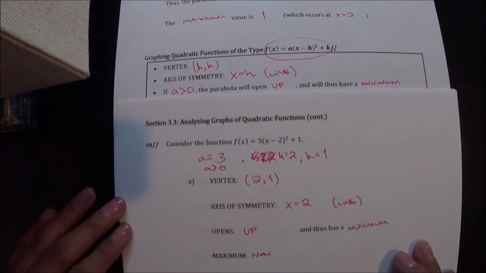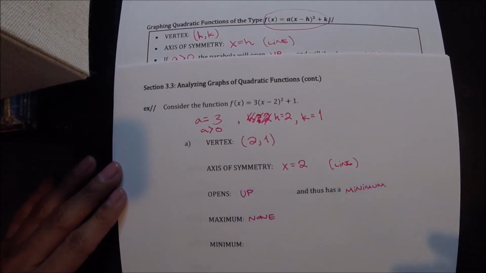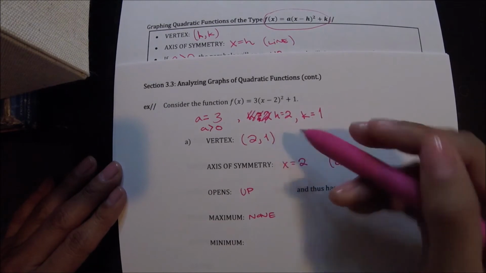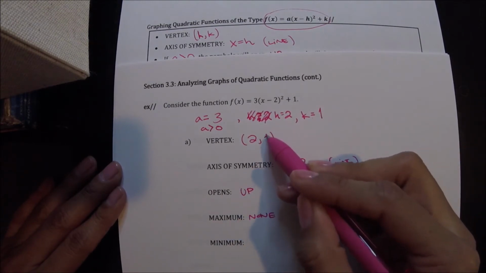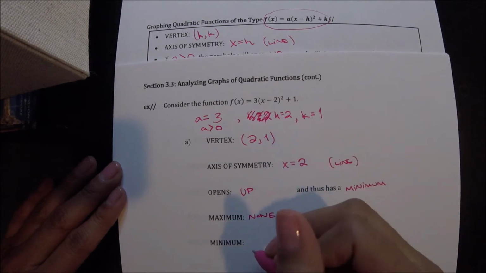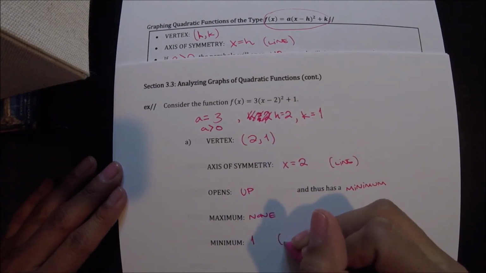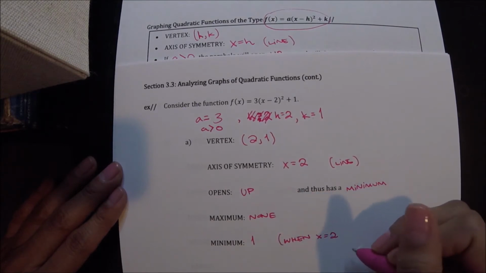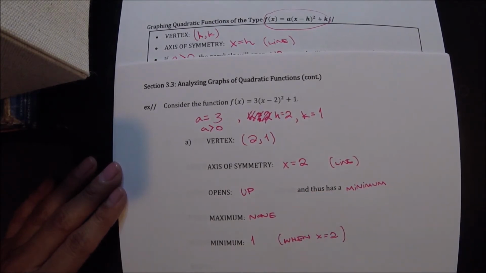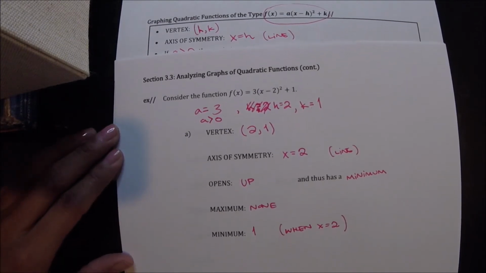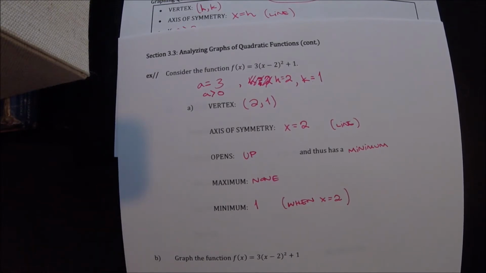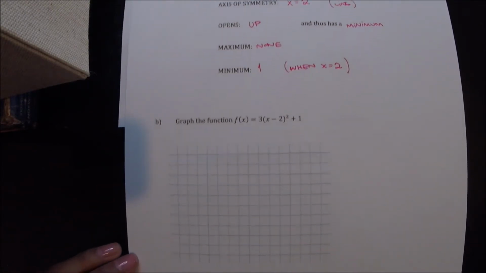I'll just write none for maximum. And then for minimum, well, the minimum that it's going to reach is that vertex. But it's the y value. This 1 is the lowest it's going to go, so the minimum is 1, and that happens to occur when x equals 2. So that would be some characteristics, and then we can use those characteristics to help us plot our graph. So we'll do that down here.